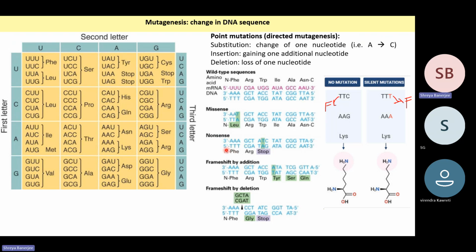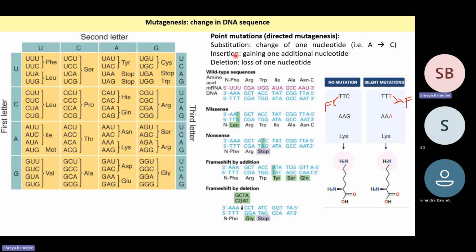A nonsense mutation is where suddenly the amino acid sequence stops. So instead of ACC, the middle C is mutated to T, so it becomes ATC. And ATC is a stop codon. That means whenever this codon is encountered, the translation will stop. So this is called nonsense, because the translation stops at that point.